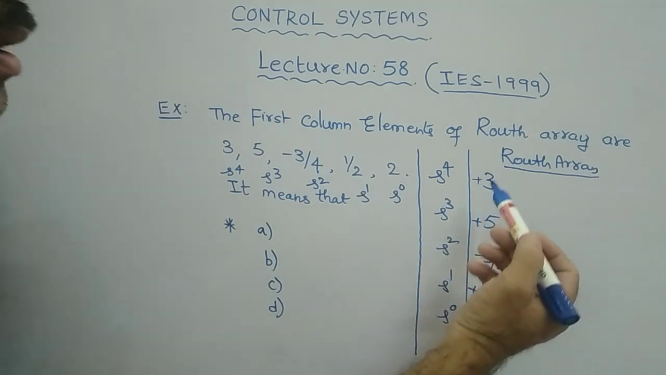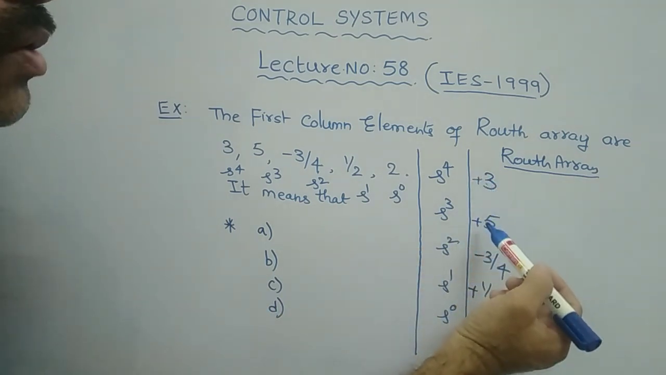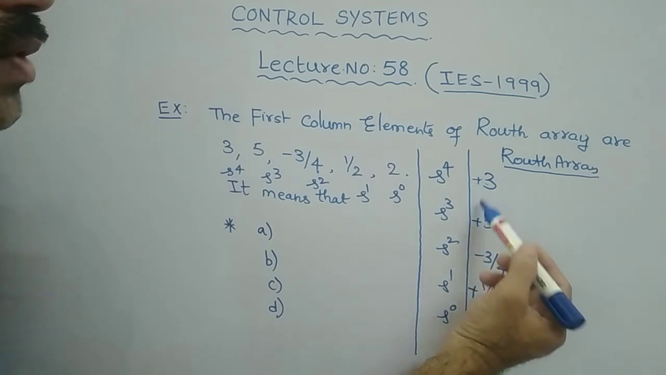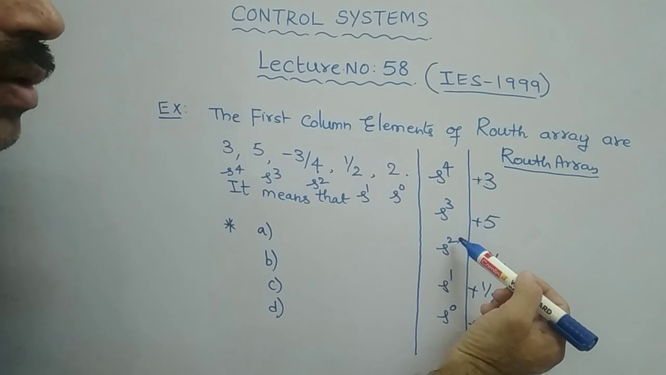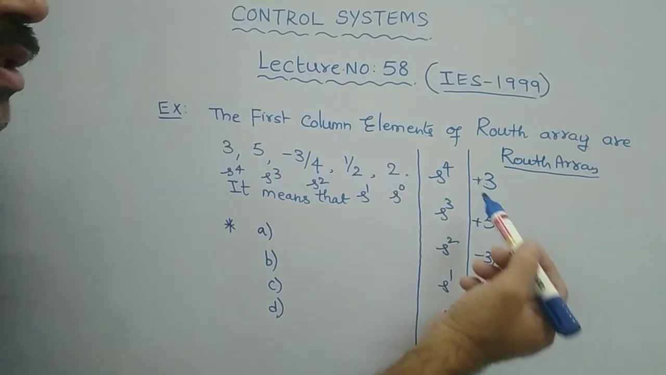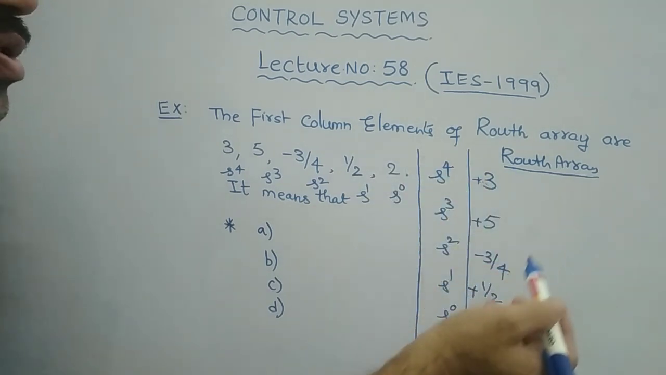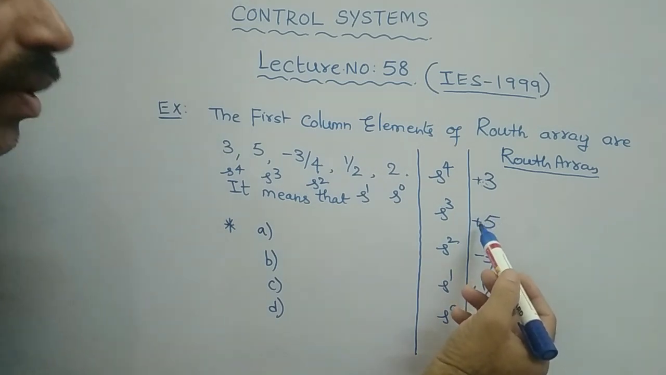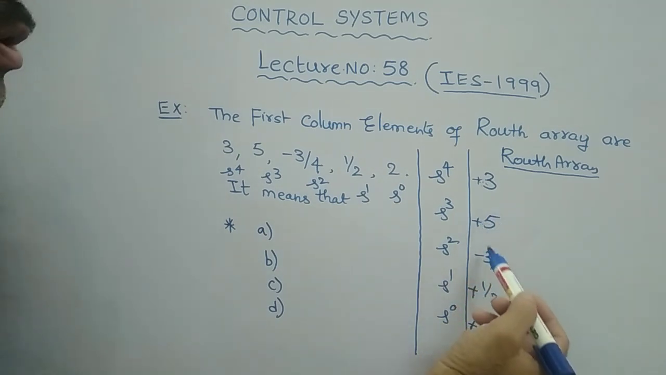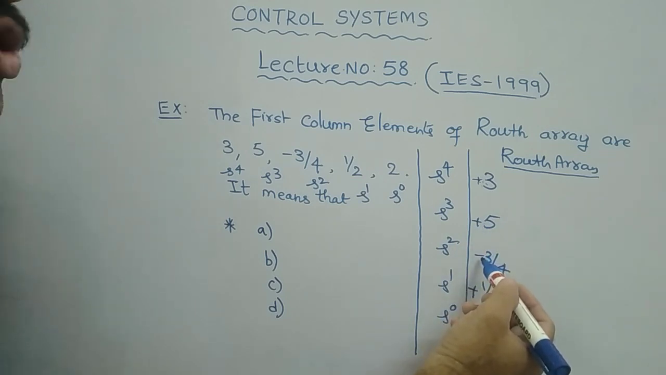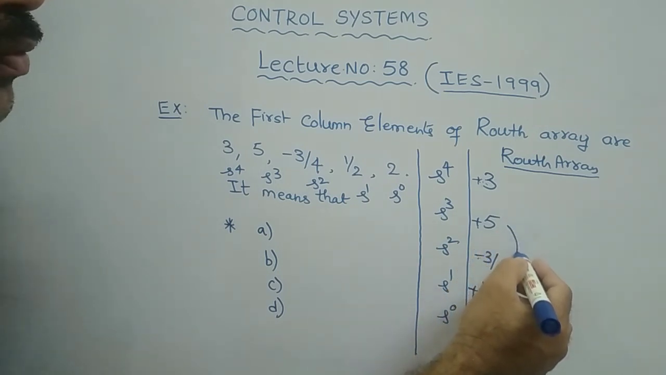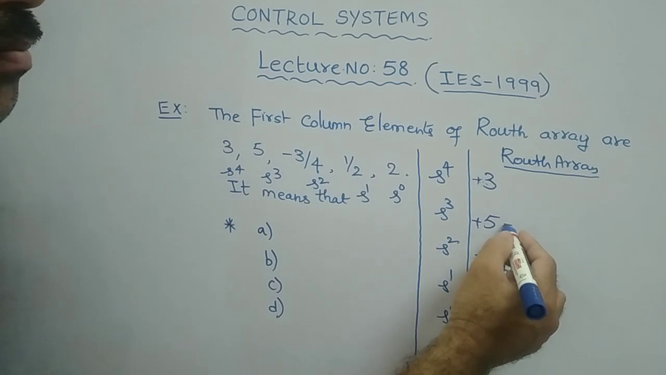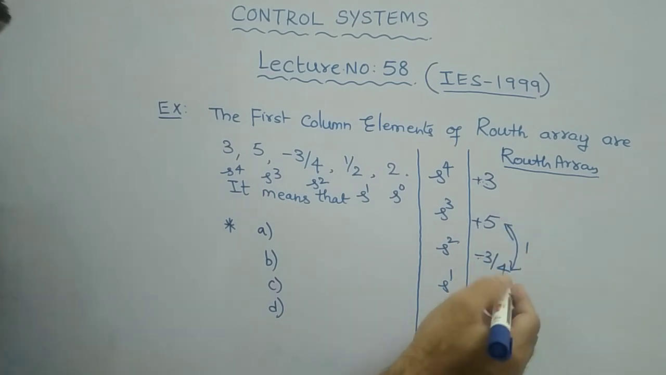Now see that from this element to this element, both have a positive sign. Is there any change? No, because plus to plus, no sign change. Both are positive numbers, the same sign, therefore no sign change there. Now come to the element 5, 5 to minus 3 by 4. Here a sign change is there, plus to minus. One sign change is there between 5 and minus 3 by 4.